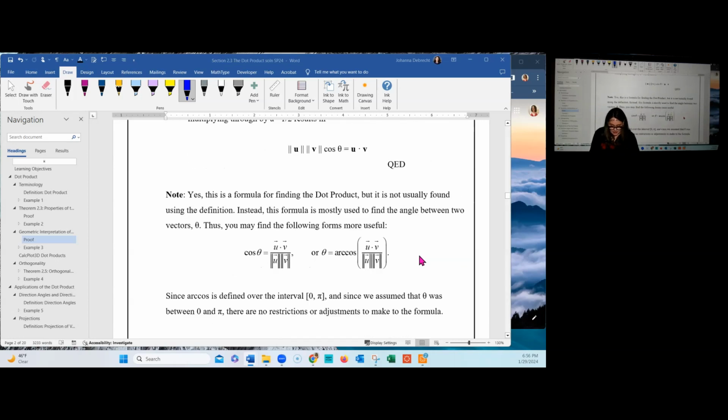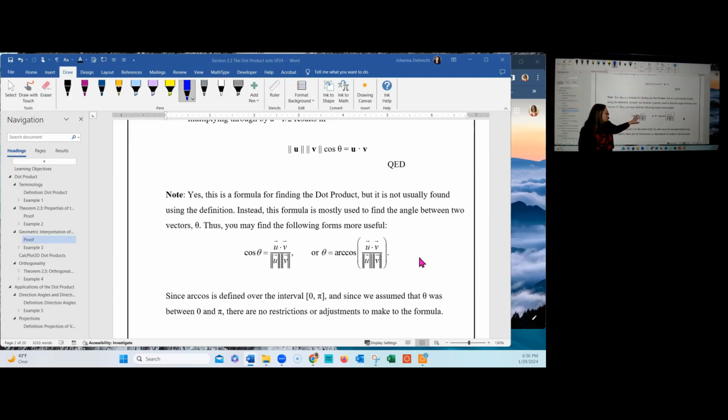So again, yes, that is the formal definition of the dot product, but not really the one we use to find it. When we have component form, we just multiply corresponding components together and add their sums. Now, when do we use it? We use this formula because we're generally looking for the angle between them.